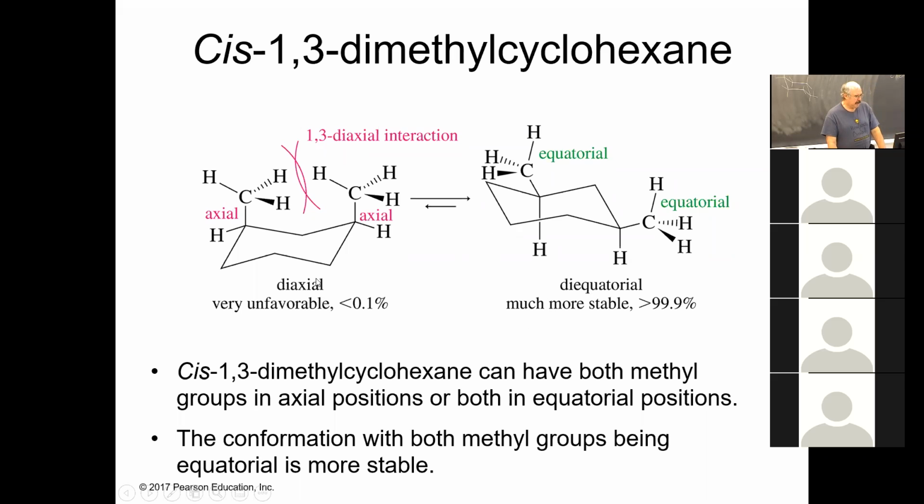Okay, and at equilibrium, we can see that the di-equatorial is much more stable. In fact, it represents 99.9%. Okay, when both groups are axial, what we have is a diaxial repulsion between the methyl groups. This is even greater than what we saw earlier with the methyl and the hydrogen. If we have two methyl groups, there's even more steric interaction.